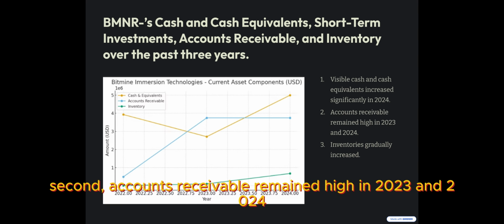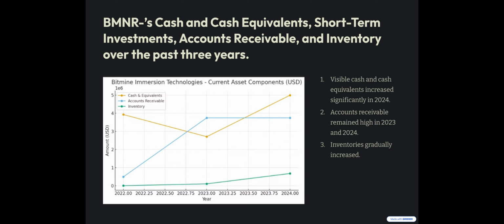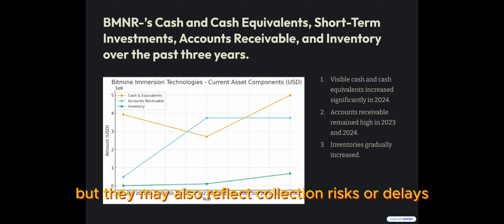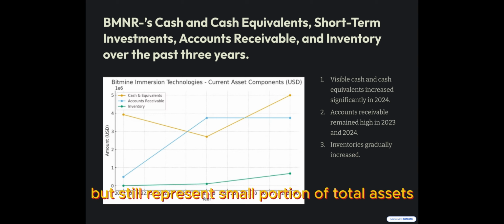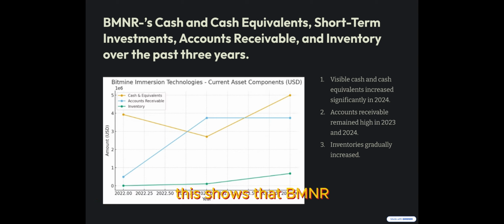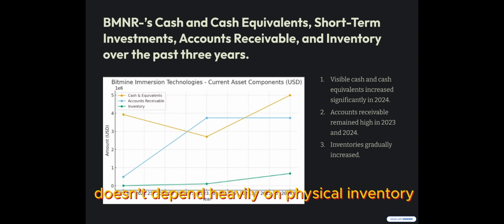Second, accounts receivable remain high in 2023 and 2024. High receivables can indicate strong sales, but they may also reflect collection risks or delays. Third, inventory levels increase gradually but still represent a small portion of total assets. This shows that BMNR doesn't depend heavily on physical inventory.